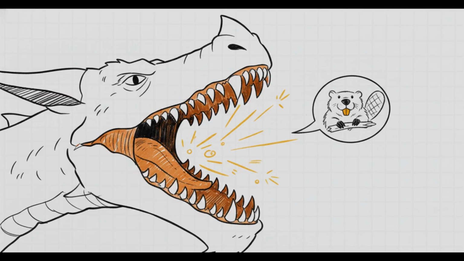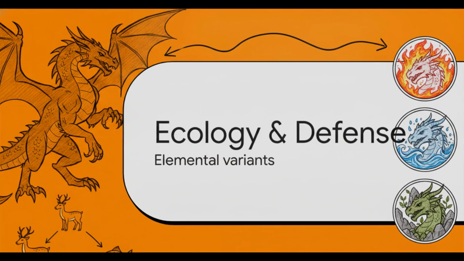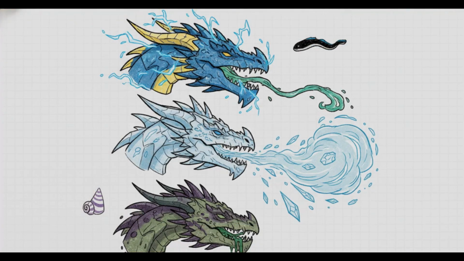How cool is that? Moving into Section 5, Ecology and Alternative Defenses. Let's look at how this apex predator fits into its environment and how we can easily swap out these biological parts to create entirely different elemental variants of dragons. The most fascinating thing to note here is just how modular biology really is. Simply by swapping the fire bladder for different naturally occurring Earth traits, we get whole new species.